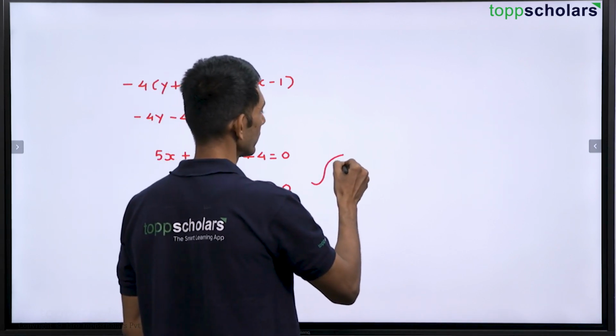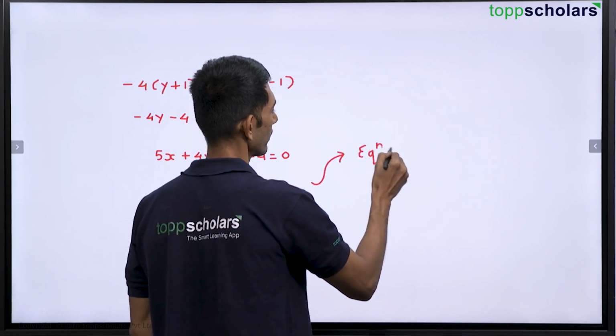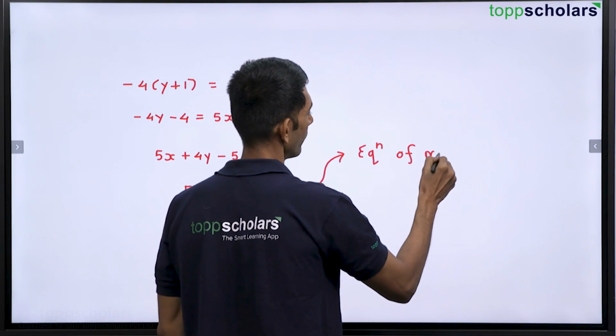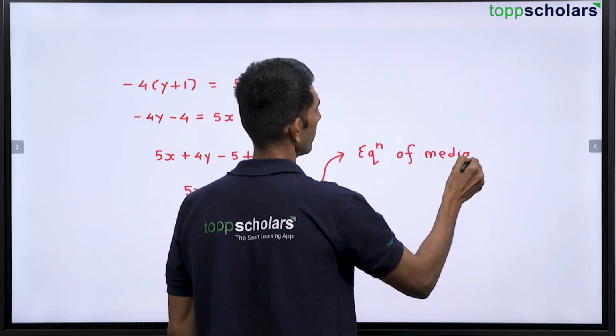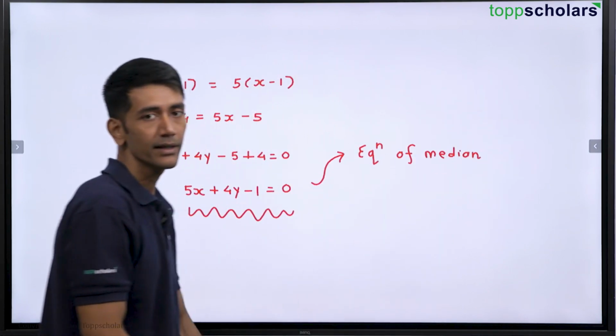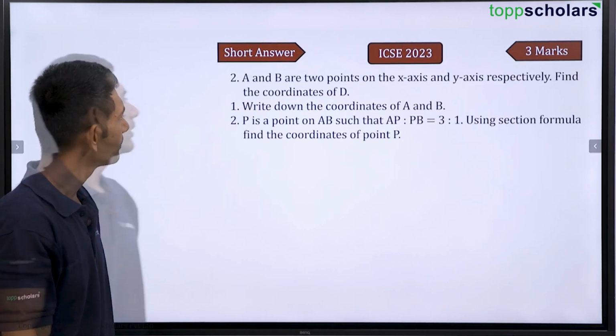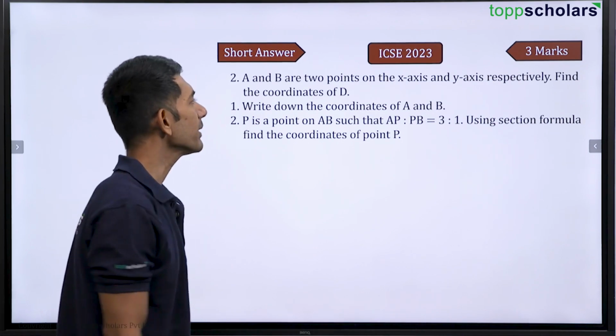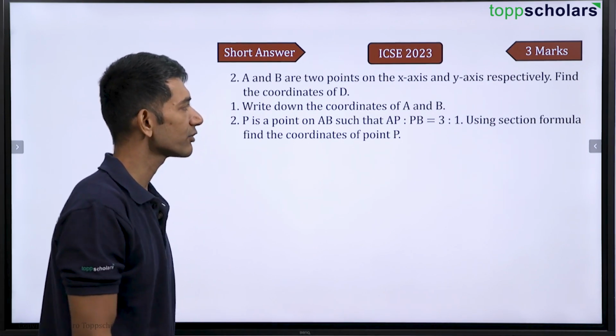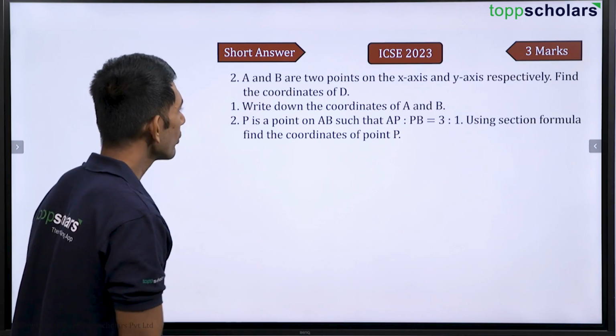So this is your equation of median. Correct? Easy question. Let's continue further. So we have a 3 marker now. So the question says A and B are 2 points on the x and y axis respectively. Find the coordinates of D.